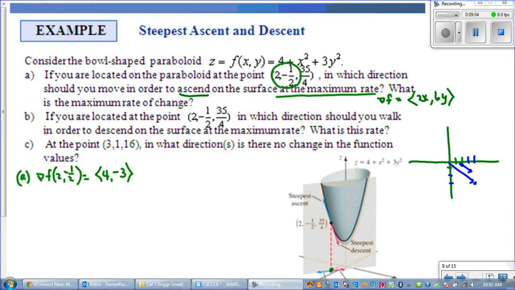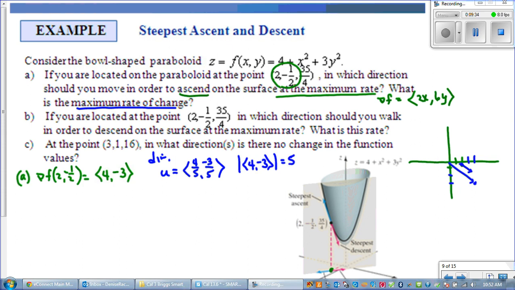Okay, so in which direction should we move? We should go in the direction of 4, -3. But if we want to give that as a unit vector, the magnitude of this gradient is 5. So the unit vector will be 4/5, -3/5. And if we want to know that maximum rate of change, the maximum rate of change is the magnitude of that gradient, which is 5.